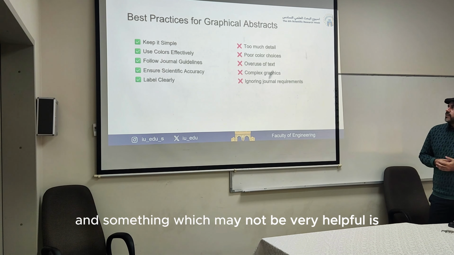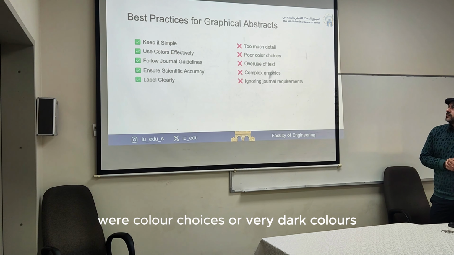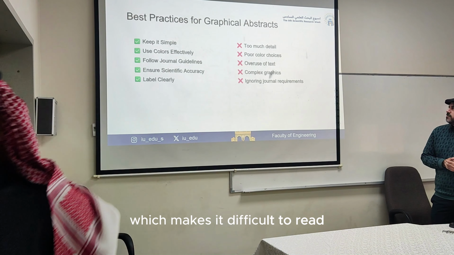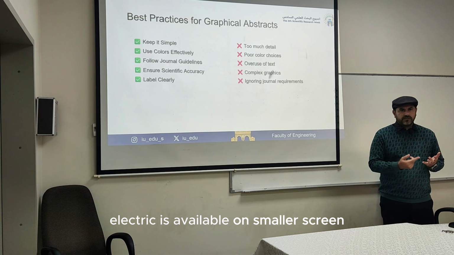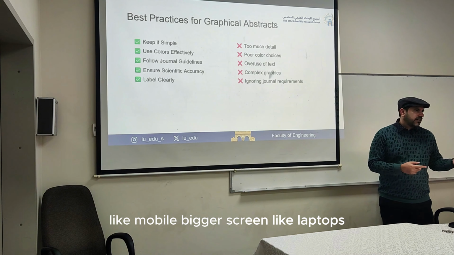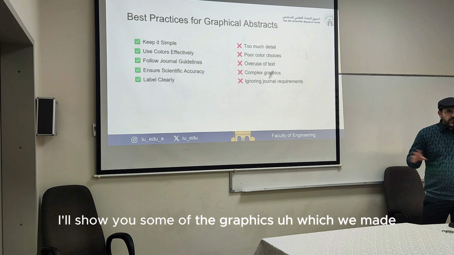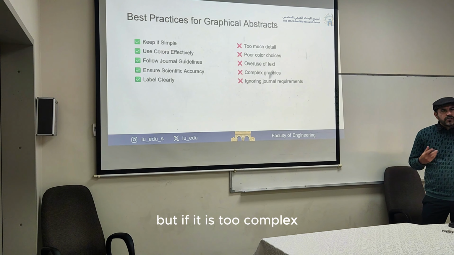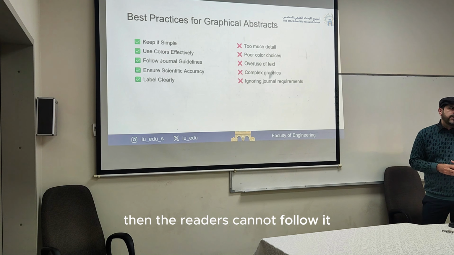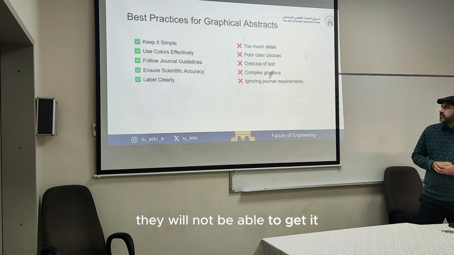Something which may not be very helpful is too much detail, poor color choices, or very dark colors, which make it difficult to read, because these graphical abstracts are viewed on small screens like mobiles, big screens like laptops, and in print as well. Also, very complex graphics. I'll show you some of the graphics which we made. You can say they are complex, but they tell the whole story. But if it is too complex, then the readers cannot follow it, and the whole purpose we discussed will not be achieved.